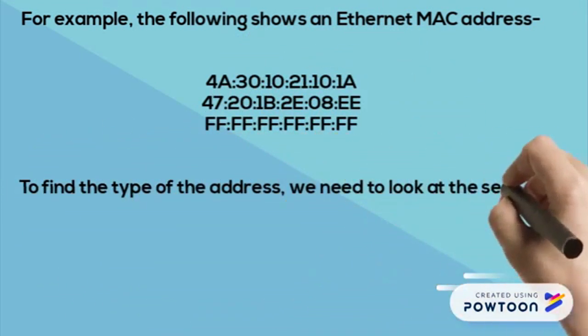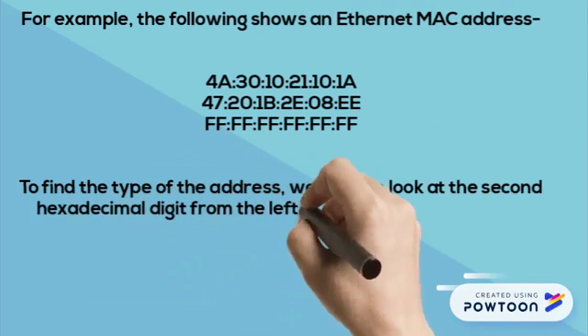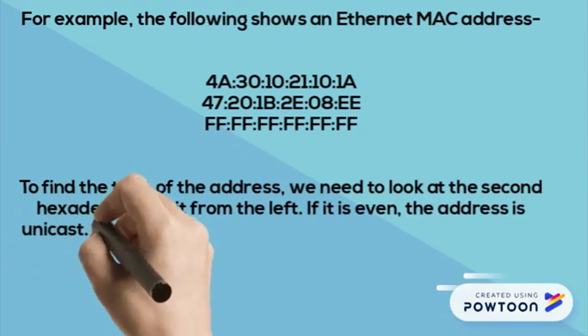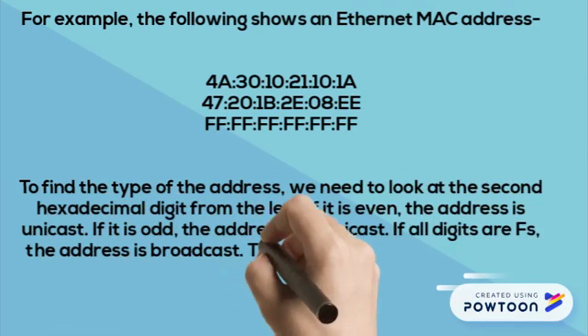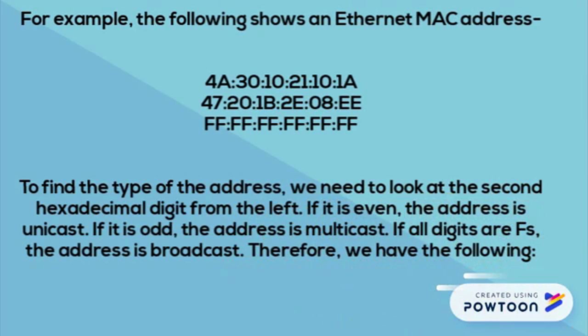To find the type of the address, we need to look at the second hexadecimal digit from the left. If it is even, the address is unicast. If it is odd, the address is multicast. If all digits are Fs, the address is broadcast.